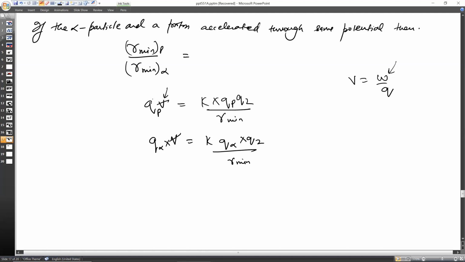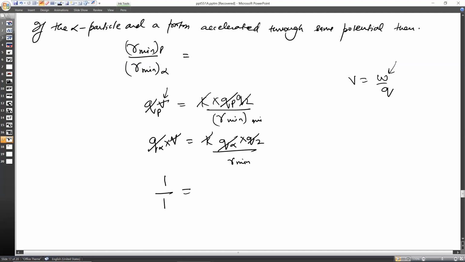Got it? And here, this will also cancel out. This will also cancel out each other. Now this is 1 upon 1. When you divide it this way, K will also cancel out, and Q2 will also cancel out. Got it? So what will you write here?